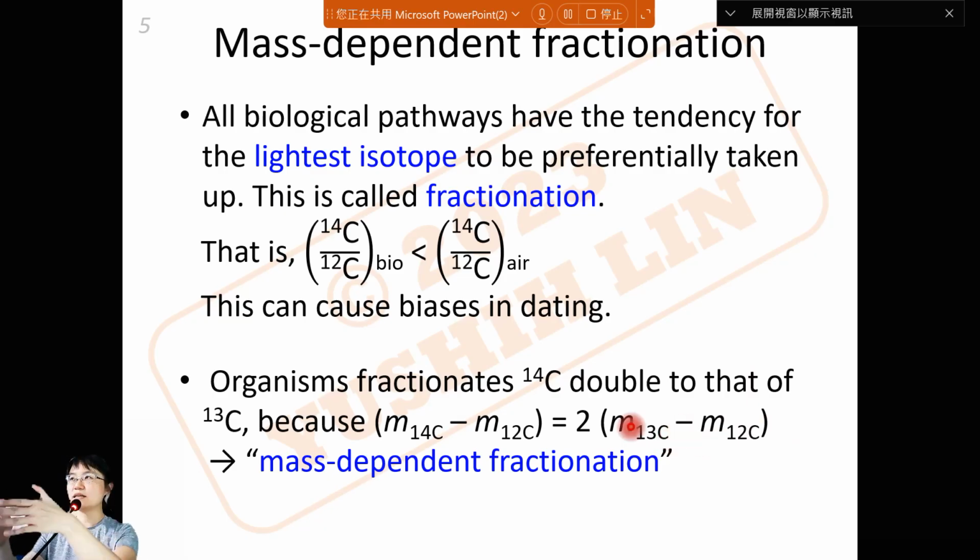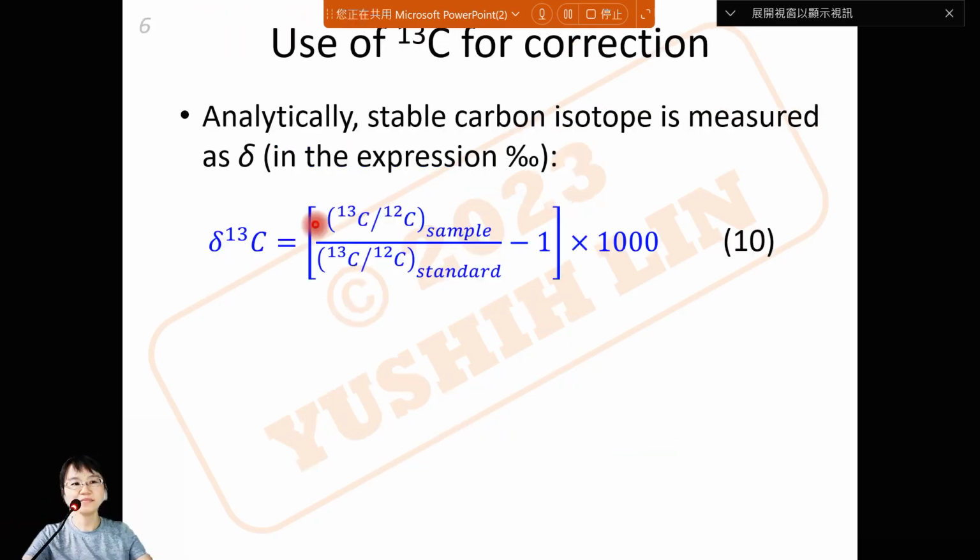If the organism has to choose from C12, C13, and C14, it will like C12 best. For C13, they will dislike it, let's say maybe a score of 10. But for C14, organisms will dislike it double that of C13. That's the so-called mass-dependent fractionation. That's the reason why scientists can use C13 for the correction. Stable carbon isotope will always be measured together with C14 for the correction purpose.